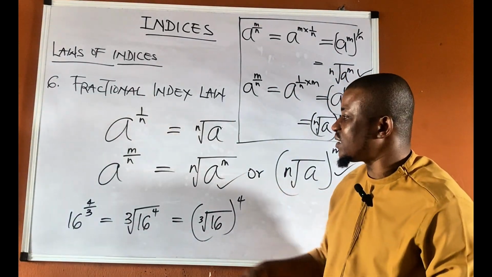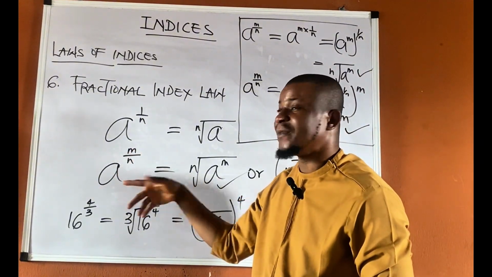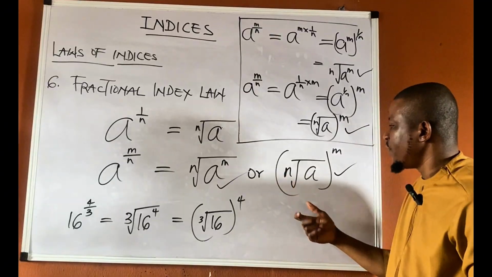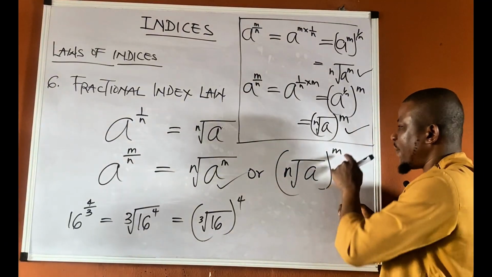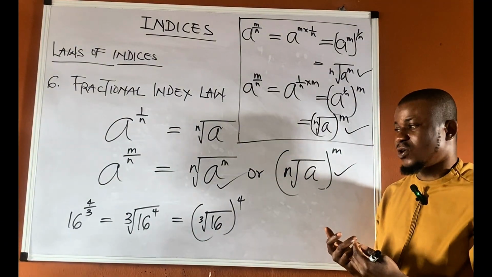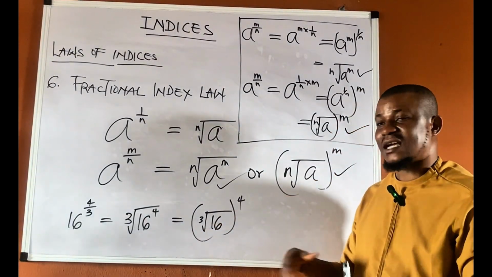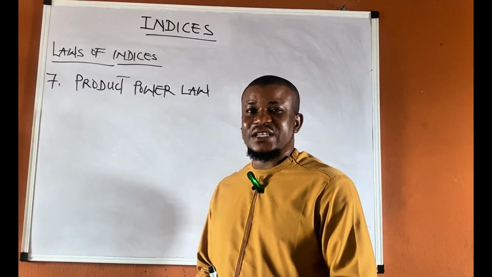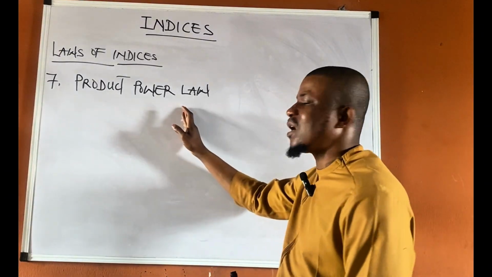So next time when you see a to power m over n, it is either the nth root of a to power m or the nth root of a all to the power of m. Any representation is correct. So either this or this can serve your purpose, and you simplify and get your final answer. The next law of indices we want to discuss is the product power law.